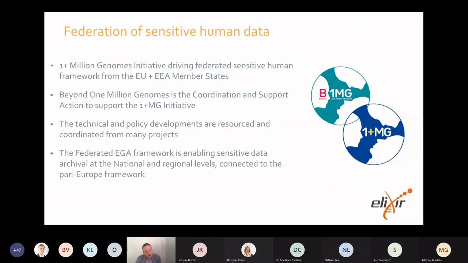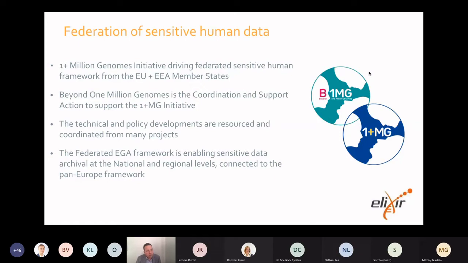So to summarise this part here, the 1 million genomes initiative drives the federated sensitive human data framework from the EU and EEA member states. The Beyond 1 million genomes CSA is aligned very, very closely with the 1+ million genomes initiative and is funded by the EC to implement the roadmap. But the technical and policy developments that are resourced and needed for this 1+ million genome roadmap come from many projects, many EC projects and many nationally funded projects. And the federated EGA framework is what we are promoting from ELIXIR to enable sensitive human data archival at the national and regional levels connected to the pan-European framework.